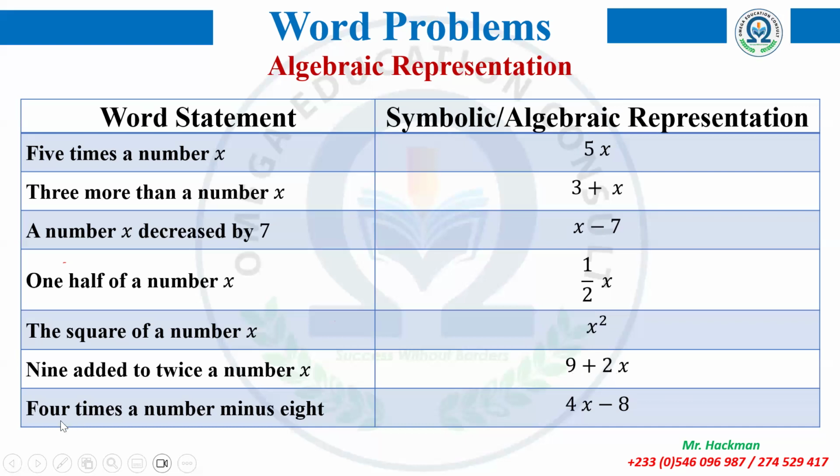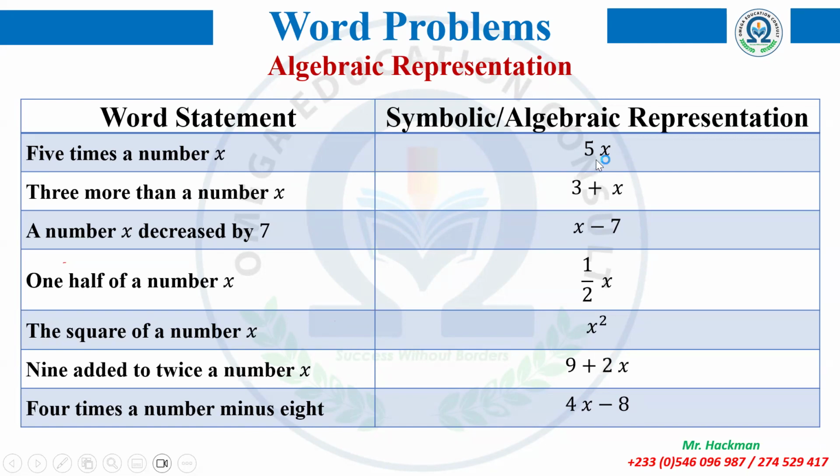Then the last but not the least, 4 times a number minus 8. I can see "times" here, one of my critical words that I have to know, to know that I'm dealing with multiplication. I can see "minus" there, which is subtraction. So 4 times a number. This time around, I didn't define my number, but in actual fact, it's supposed to be a number x minus 8. So I'm taking my number as x. So it's 4 times x, then minus what? 8.